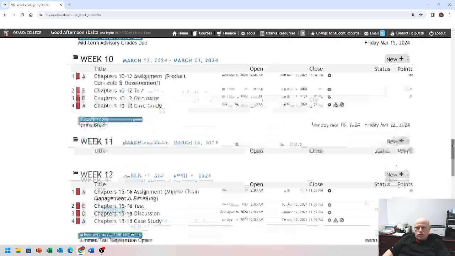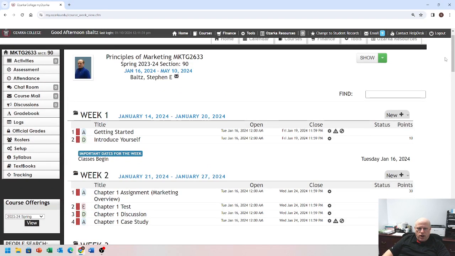You'll also notice under each week on the activities page, there's an open date and a close date. Of course, the close date is the date that that particular activity is due. You'll notice there are two activities listed under week 1, this first week of the semester. There's the Getting Started link, which I'm going to show you in just a minute. That's where the syllabus is. And then there's the Introduce Yourself discussion item, which I will talk more about after I cover the syllabus.